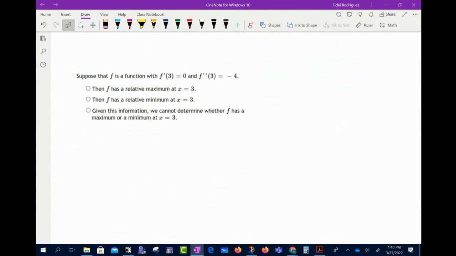Same thing here. Take a look. Suppose f is a function where the first derivative at 3 is equal to 0. That means my critical value is x is equal to 3. When we evaluate the second derivative at 3, look at the sign of the value we're coming up with. We're coming up with a negative value, right?